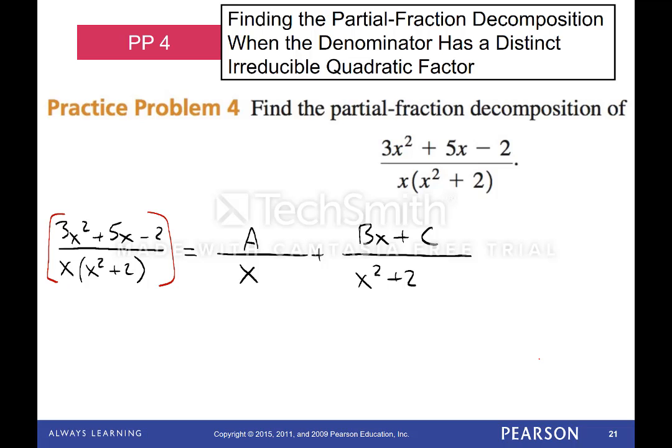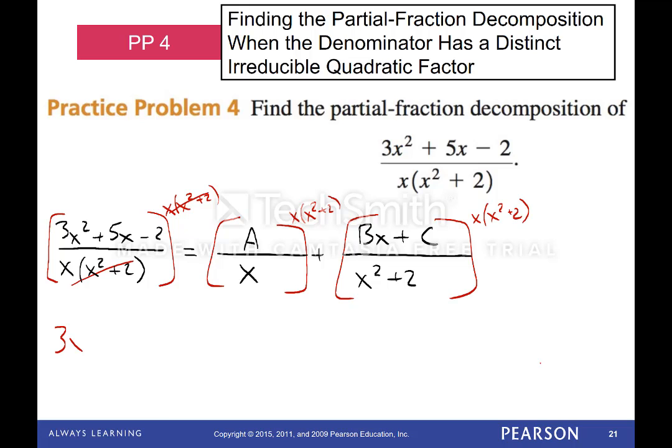All right, we're going to multiply everything by that big denominator there, x times x squared plus 2 over here, x times x squared plus 2 over there, and x times x squared plus 2 over there. So on the left, everything cancels. I'm left with just the original numerator itself. On this one here, the x's are gone. So how about x squared plus 2 times a? And on the other one here, x squared plus 2 is gone, so therefore it's going to be x multiplying bx plus c.